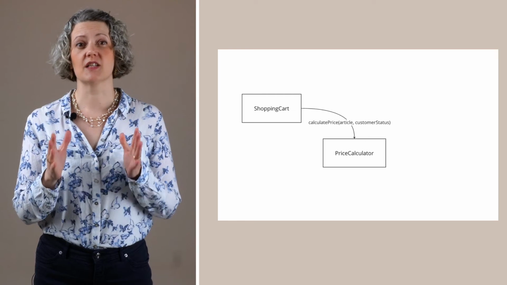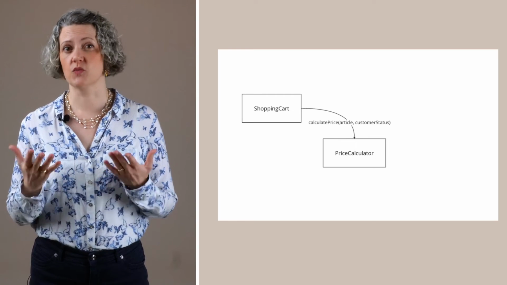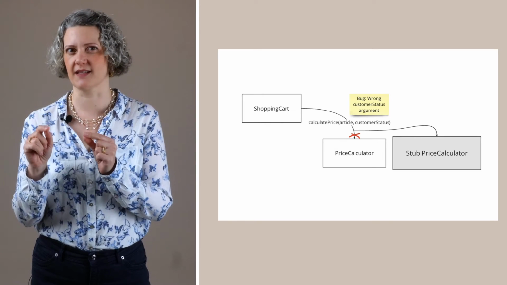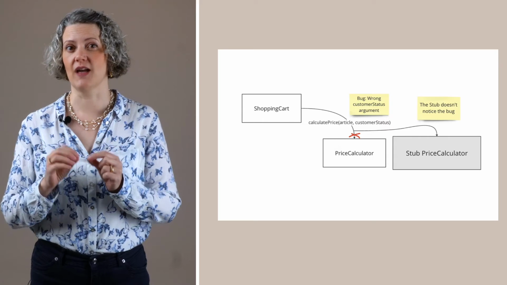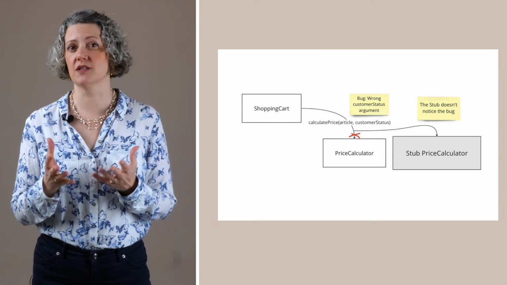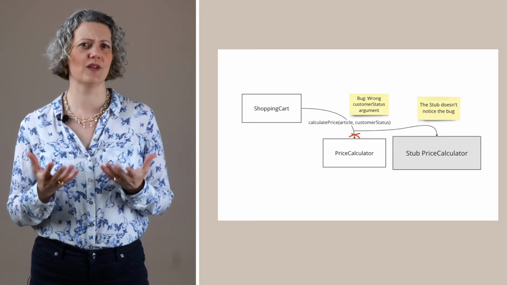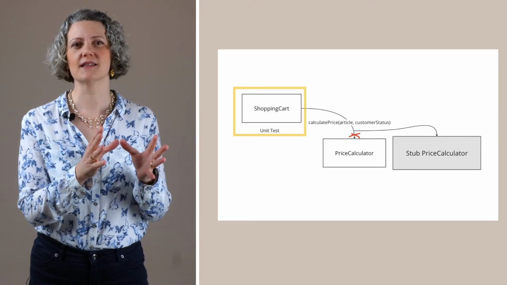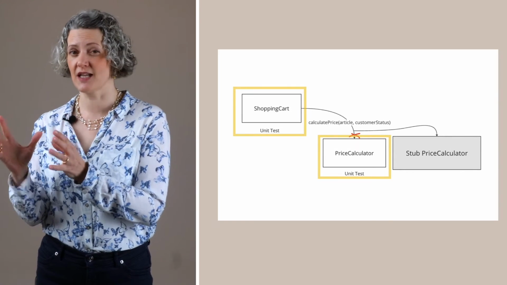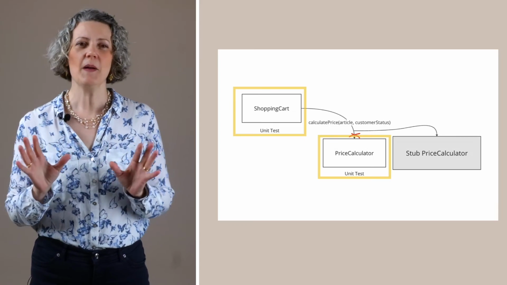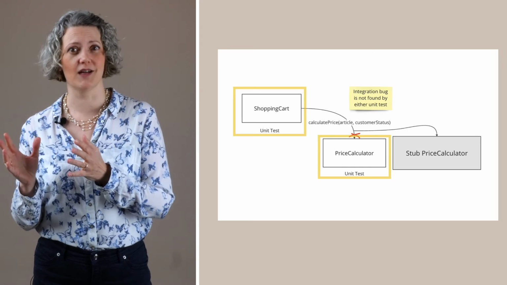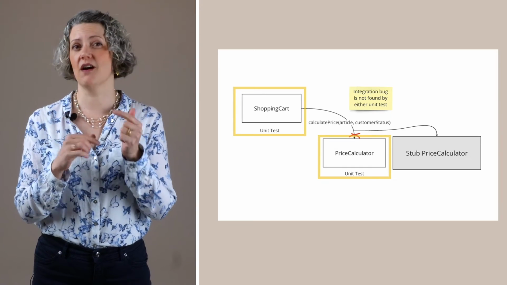The shopping cart has a dependency on the price calculator, which we've stubbed. And the bug is that the cart is no longer passing the correct arguments to the price calculator, but neither test is failing. Now, I'm not saying here that we shouldn't have stubbed the price calculator. I think that's a perfectly reasonable way to design a unit test. We're focusing on the shopping cart unit, and the price calculator unit is potentially being tested in a different unit test. What we've got here is a kind of integration bug, because each unit works fine by itself, but when you put them together, the shopping cart isn't quite sending the right message to the price calculator.